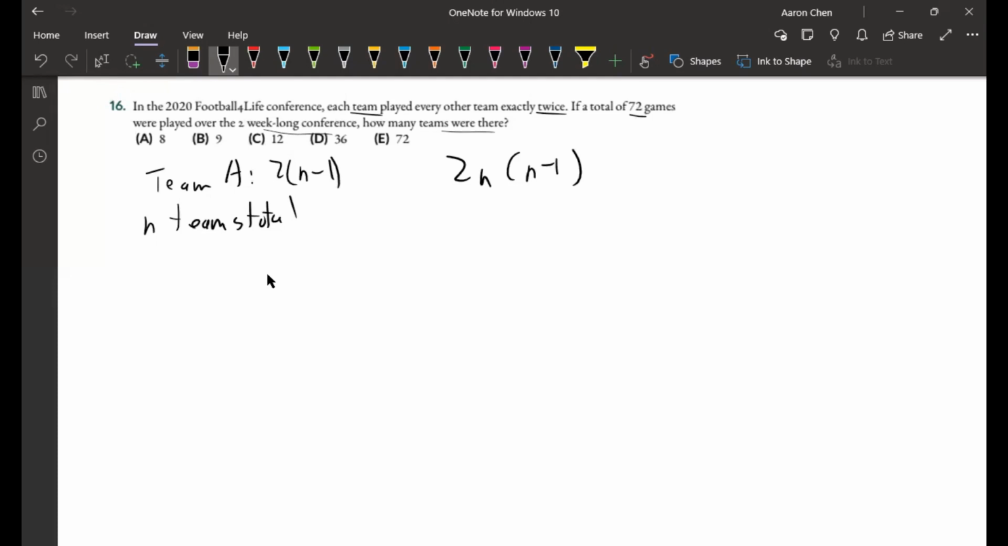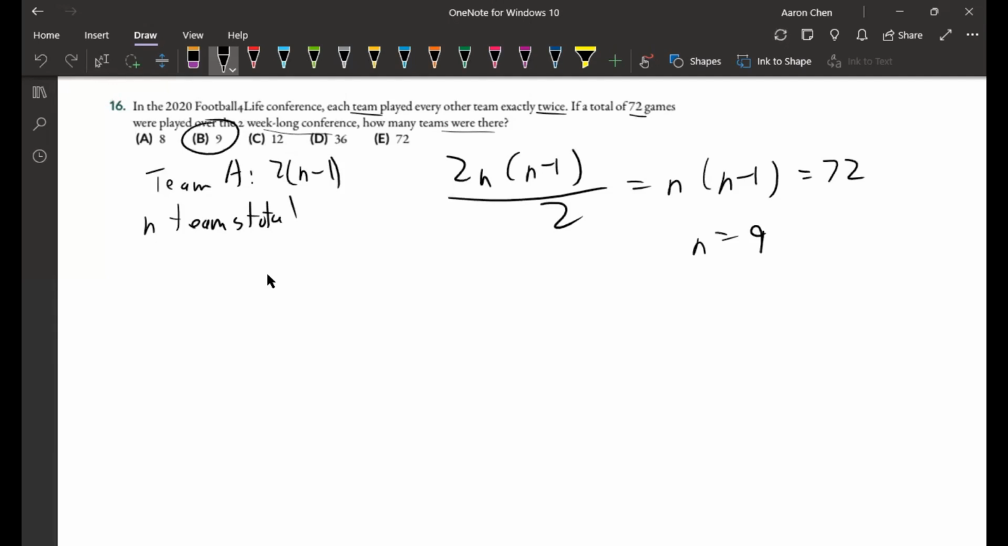There's a total of 2n times n minus 1 games played, but this double counts, because each game is counted twice, once from the perspective of each side. So the number of games total played is actually n times n minus 1. This is equal to 72, so n is equal to 9. And that's B.